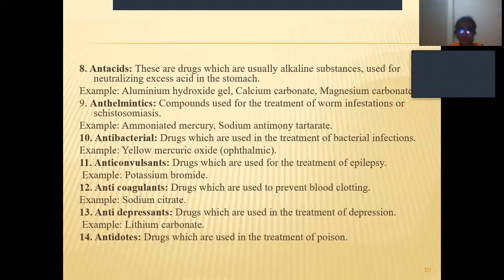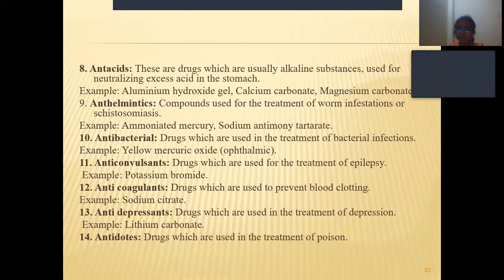Next, antihelminthics. This compound is used for the treatment of worm infections, meaning the infections caused by worms. For that, we have to use antihelminthics. Next, antibacterial means the drugs which are used in the treatment of bacterial infections, the diseases caused by bacteria. For that process, we are using antibacterial agents. Example, yellow mercuric oxide.